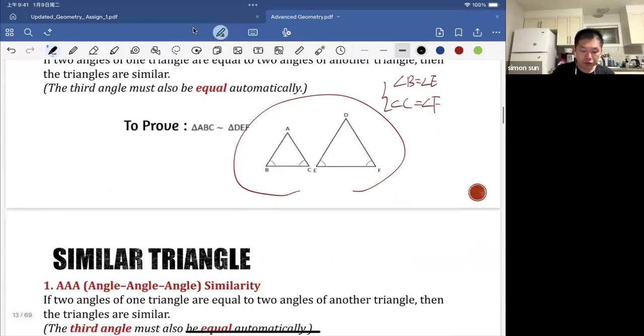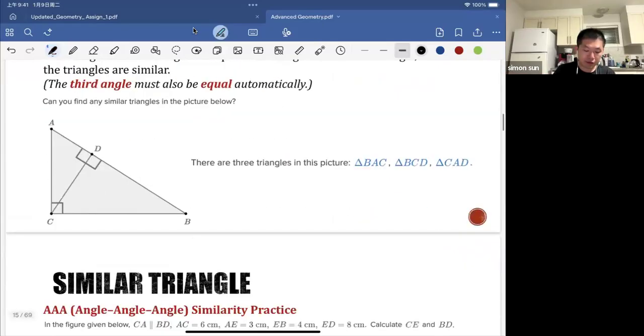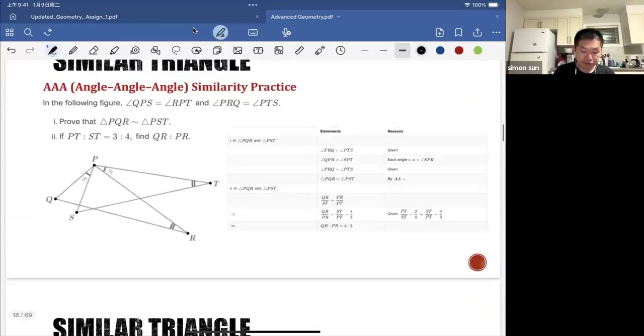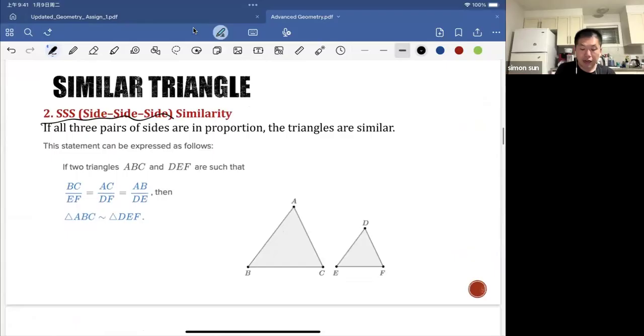And we can also use the second one, right here. You prove the three corresponding sides are proportional. Based on the three sides being proportional, the ratios are always equal to the same number. So we prove those two triangles are similar.